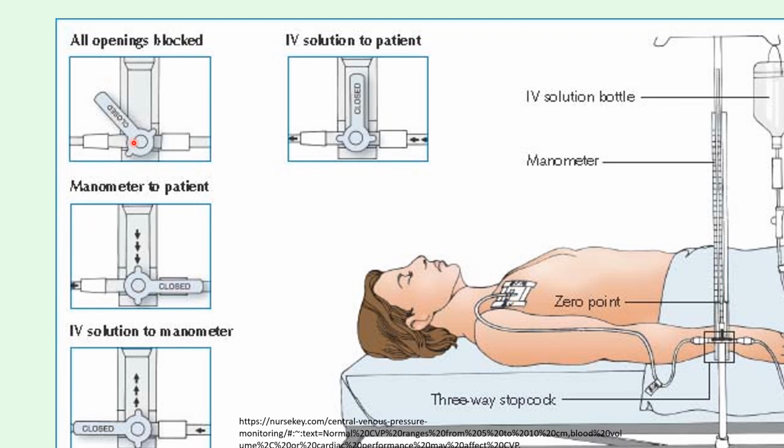So if you place the stopcock here, this is closed. And then if you turn it here, the manometer is open to the patient. And when it is here, the IV solution goes to the manometer, the IV solution enters here. And here, you close it, so the IV solution can now flow to the patient. As you can see in this picture.